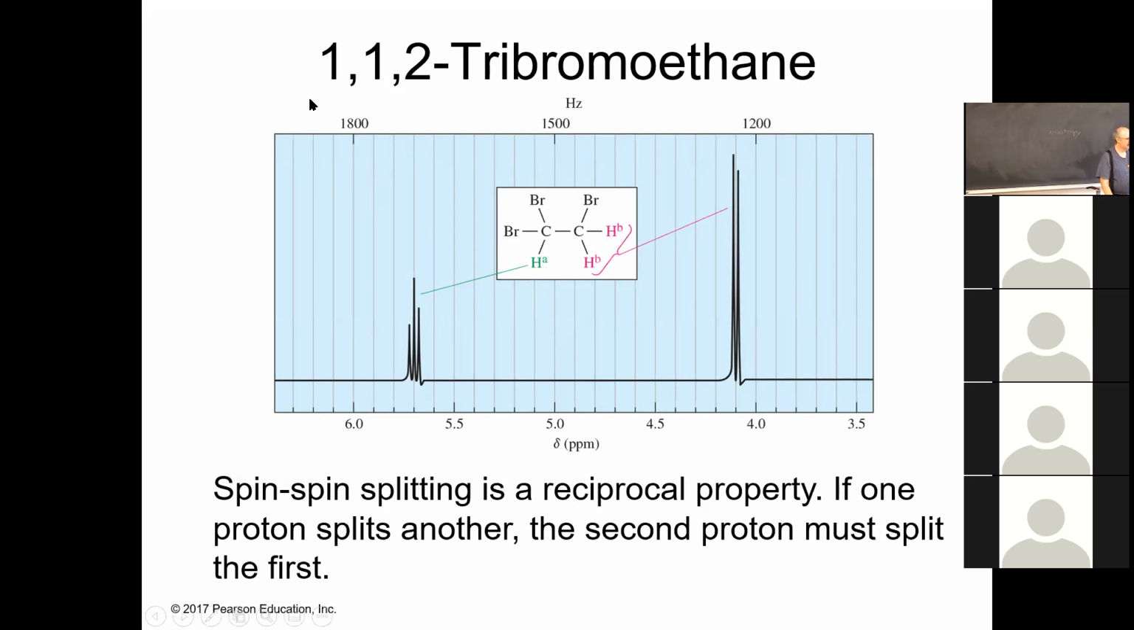Right, so here's the compound 1,1,2-tribromoethane. Okay, we have two different sets of protons. We have this one on the carbon with the two bromines. We have these two hydrogens on a carbon with one bromine. And these are designated as A and B. Okay, the A proton should be more downfield because of the two bromines, and it is. And it's showing up at about 5.7. These are showing up at about 4.1, it looks like. And notice that both of these are split.